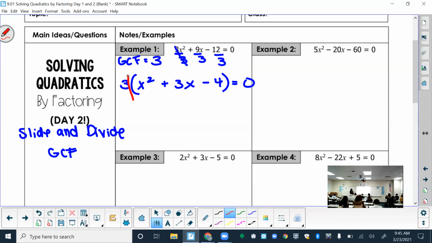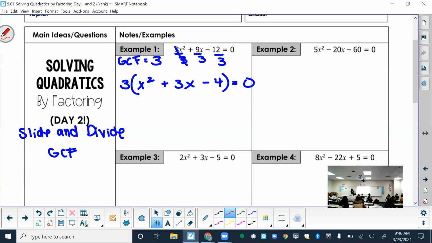Well, in that case, I would have 3 equal to 0, and then this whole thing over here equal to 0. So usually for these problems, if they say solve it by factoring, you can factor this a little more. Anyone know how we can factor the inside? So ignore the GCF right now. Oh, you do the diamond. You can use the diamond method for what's inside the parentheses.